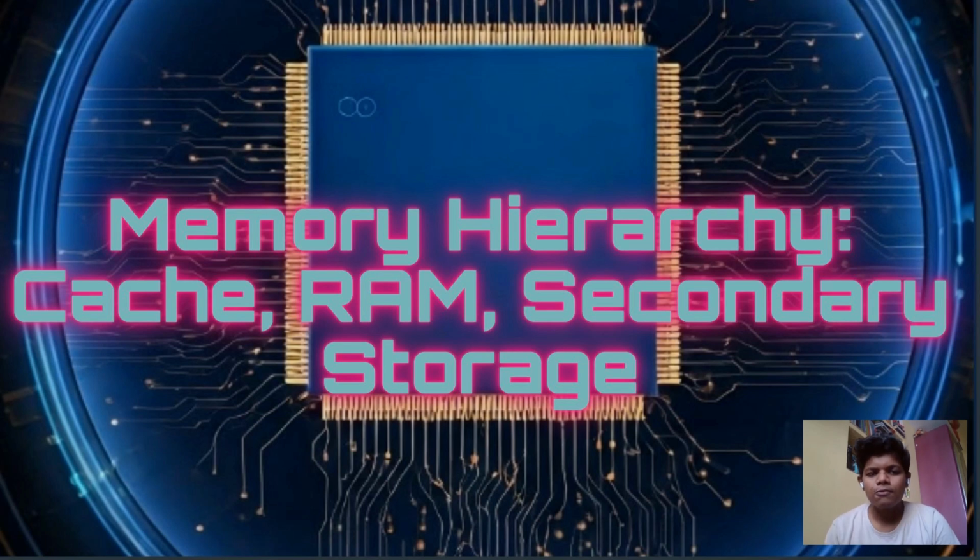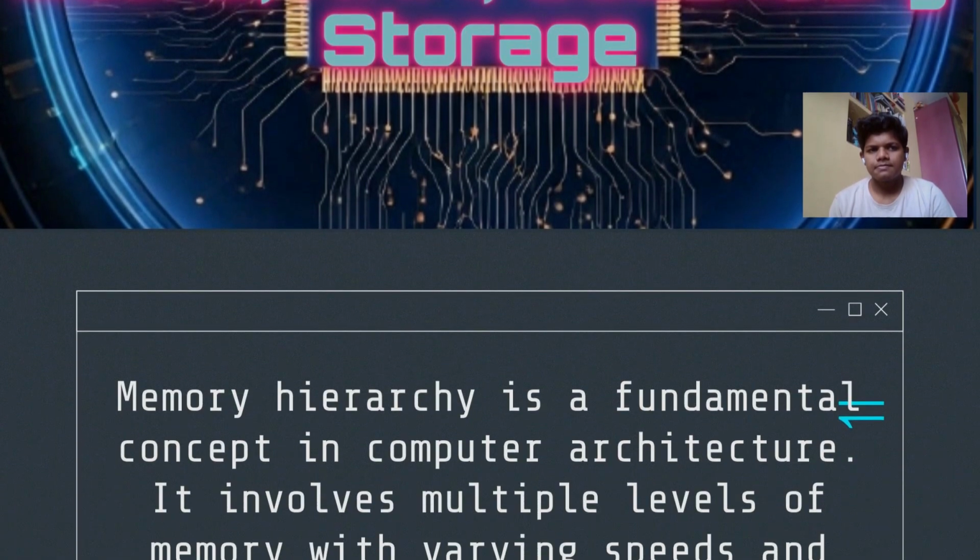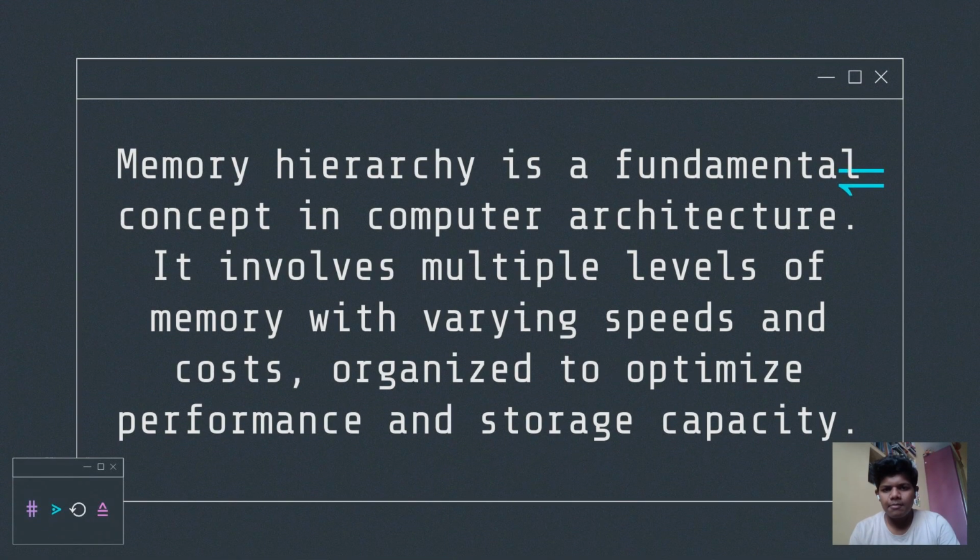In this video, I am going to discuss the concept of memory hierarchy, what is cache memory, random access memory, and secondary storage. Memory hierarchy is a fundamental concept in computer architecture. It involves multiple levels of memory with varying speeds and costs, organized to optimize the performance and storage capacity.